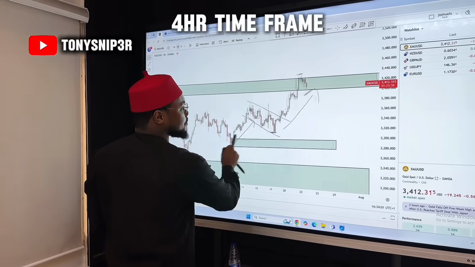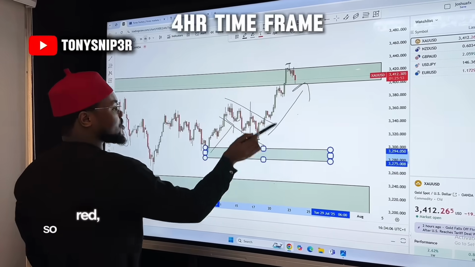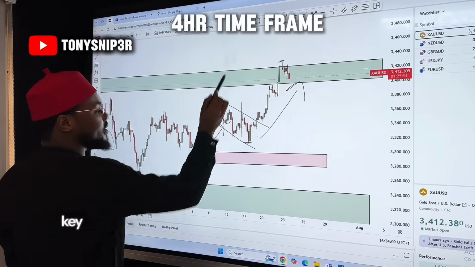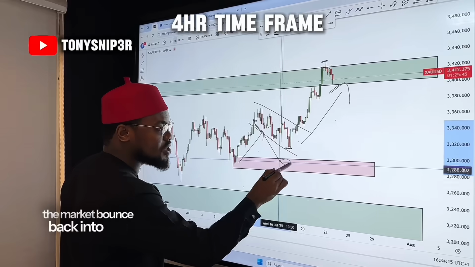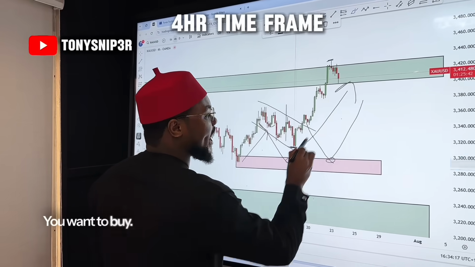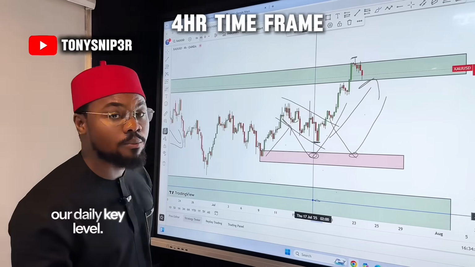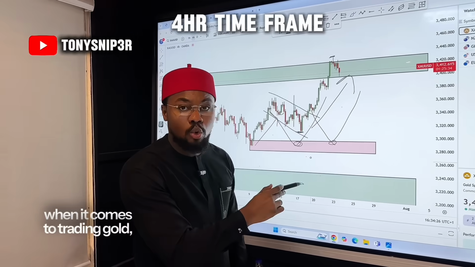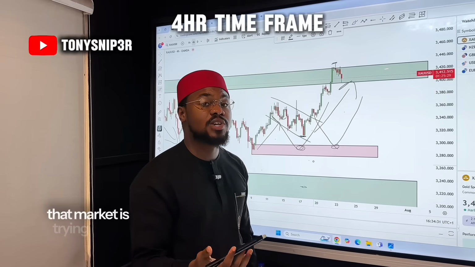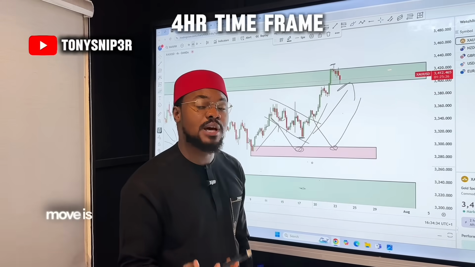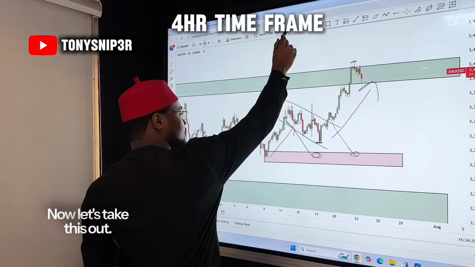Now let's go back. Now you've marked your 4-hour key level. Let's change this color to red so that we'll know this is what? This is our 4-hour key level. You've marked your 4-hour key level, right? Meaning every single time that the market bounces back into this point here, you want to what? You want to buy. Why? Because that is your 4-hour key level. Remember, below here is our daily key level. And I've told you, when it comes to trading gold, unlike other pairs, when you see a wick formation under, that market is trying to tell you that what? An impulsive move is about to come in, either to the upside or to the downside. Now let's take this out.